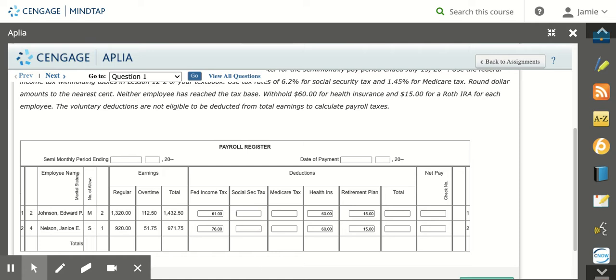And again, to calculate Social Security and Medicare, we will take total earnings, $1,432.50 times 0.062 to get $88.82. We'll round that up to 82 cents. Medicare, take our total earnings times 0.0145 to give us $20.77.